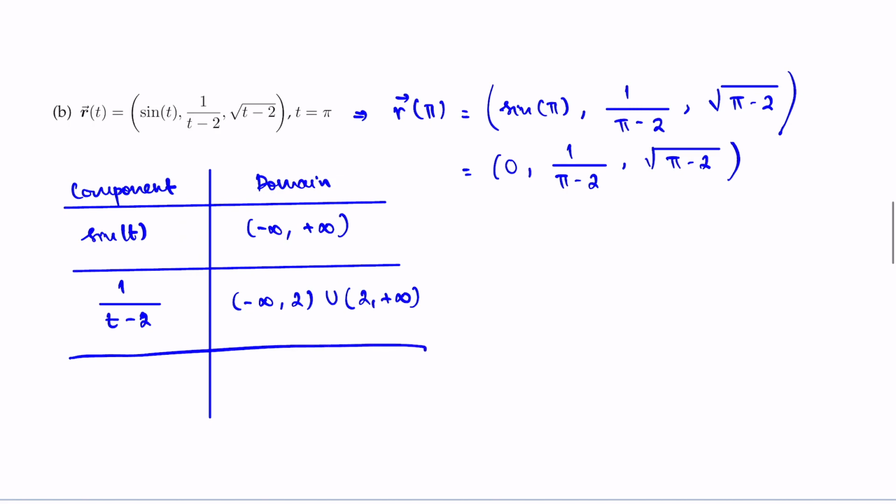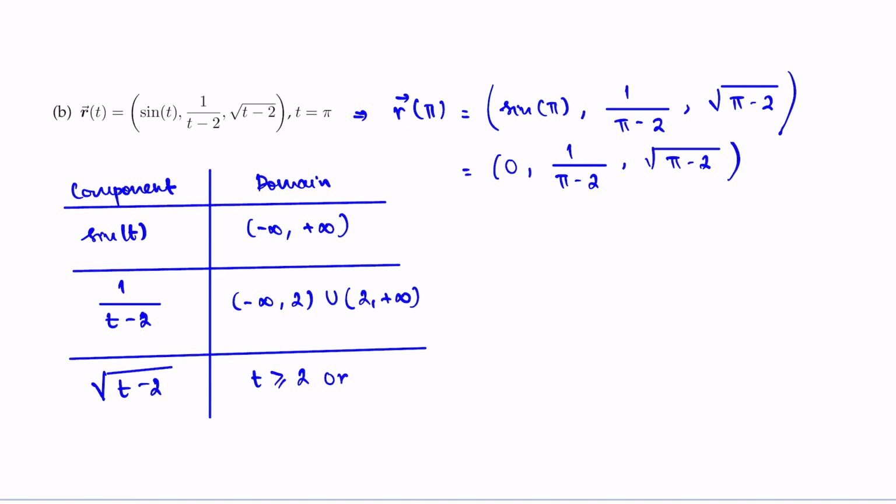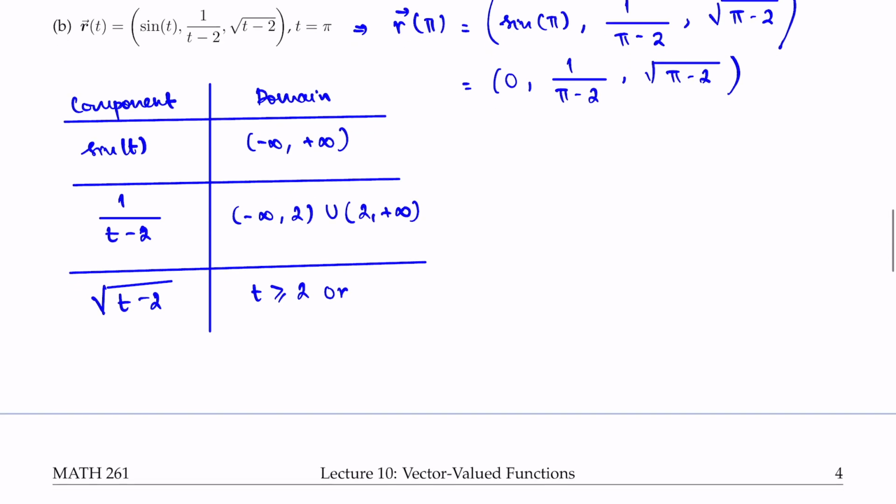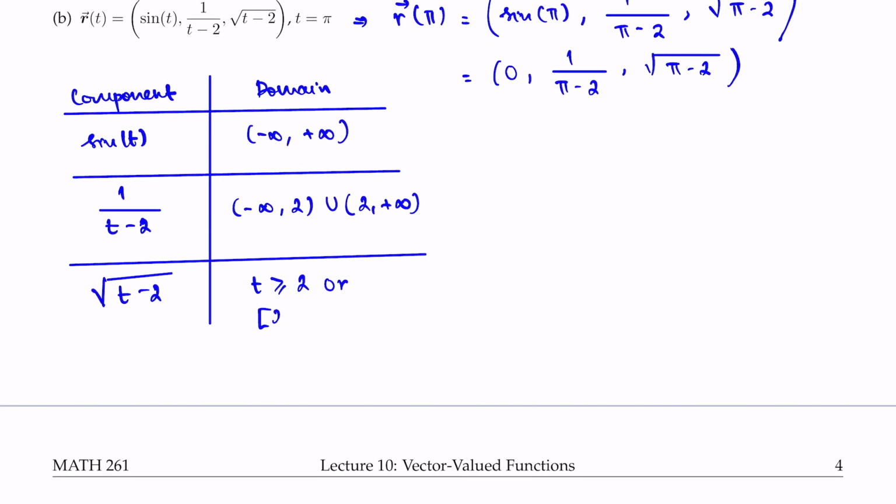And for the last component, you have square root of t minus 2. So for the square root, the expression under the square root has to be greater than or equal to 0, or t is greater than or equal to 2, or in terms of interval notation, you get this to be from 2 to positive infinity.